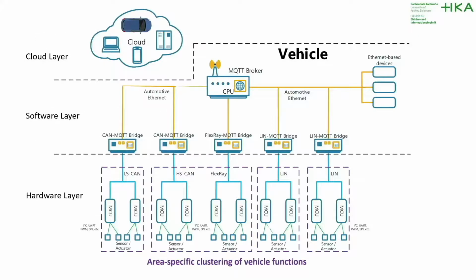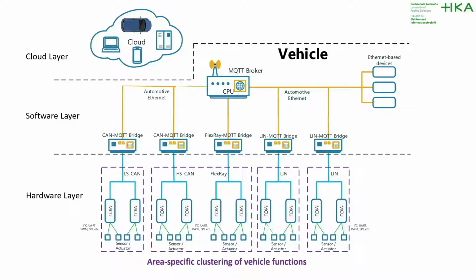This is the proposed MQTT-based approach for an EE architecture, in short MQTT-EE. It is divided into three layers. The hardware layer comprises the classic devices to interact with the hardware of the vehicle. The core elements of the MQTT-based approach are the MQTT bridges. They are the transition point to the software layer.